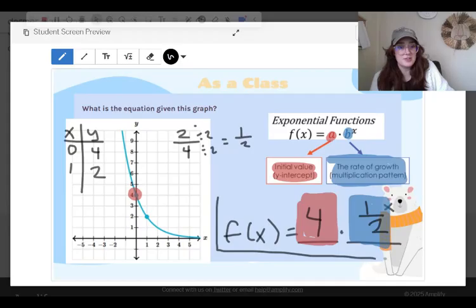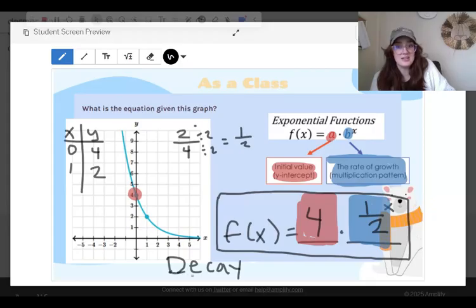If we were also asked to describe this kind of graph, we would say it's decay. It's decreasing. It's a decay exponential function because it's dropping down. It's decaying over time, very rapidly over time.